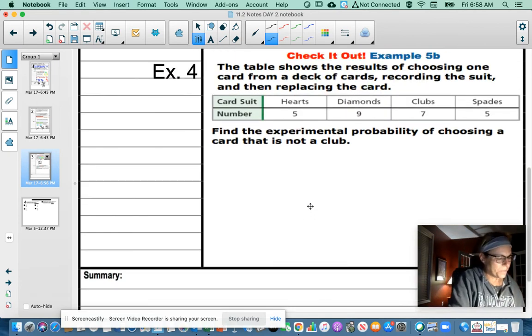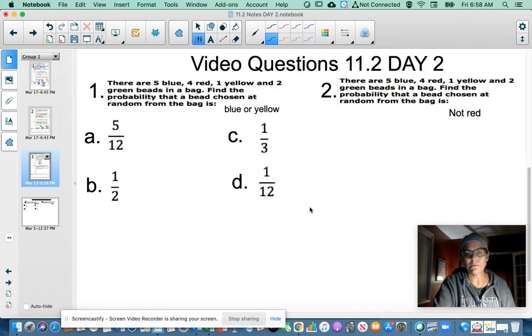Example 4, we're doing in class. Oh, and I think that's it. There's the video questions. Please make sure you remember to do them in your notes. You don't have to copy down the entire problem, but I want to see that you actually went through the work of doing them in your notes.